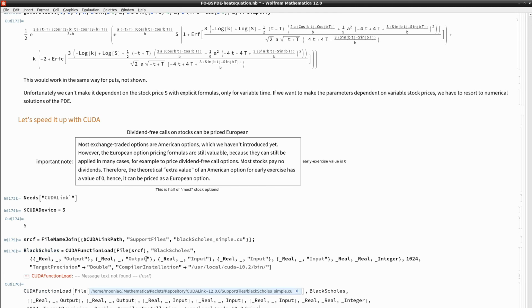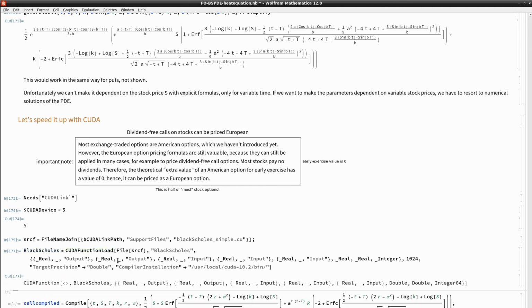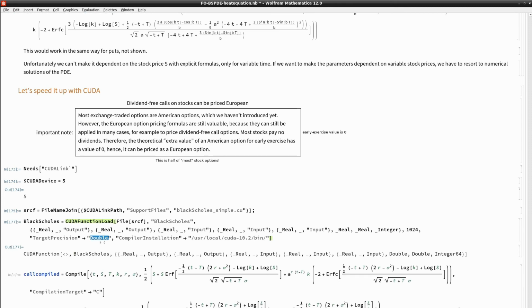So yeah, on Linux, the CUDAFunctionLoad has to be loaded twice, and I have to provide the compiler installation. I want double precision. My GPUs 2 through 5 are Tesla cards, so I want to have double precision. Number one, we really want precision when we're talking about option prices. There's too much at stake when we're dealing with the financial markets. And the Tesla cards are absolutely great in terms of double precision.